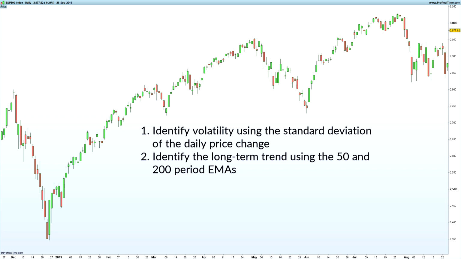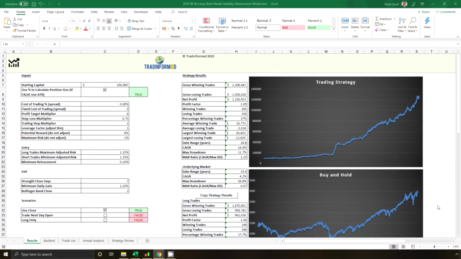So we have got the volatility and we have got the trend. Now we need to identify the retracement, and I am using a simple percentage measured by close to close, and the retracement, of course, is against the direction of the dominant trend, which gives us an opportunity to enter at a slightly better price. Now let's have a look at some of the inputs into the trading strategy.